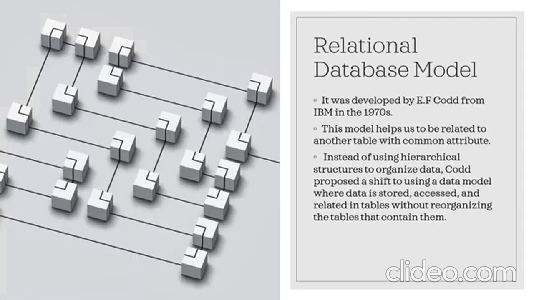And let's discuss what the relational database model is. Actually, the relational database model was developed by E.F. Codd from IBM in the 1970s. This model helps us to relate one table to another table with more common attributes. Here Codd proposed a shift to using a data model where data is stored, accessed, and deleted in tables without reorganizing the tables that contain them.